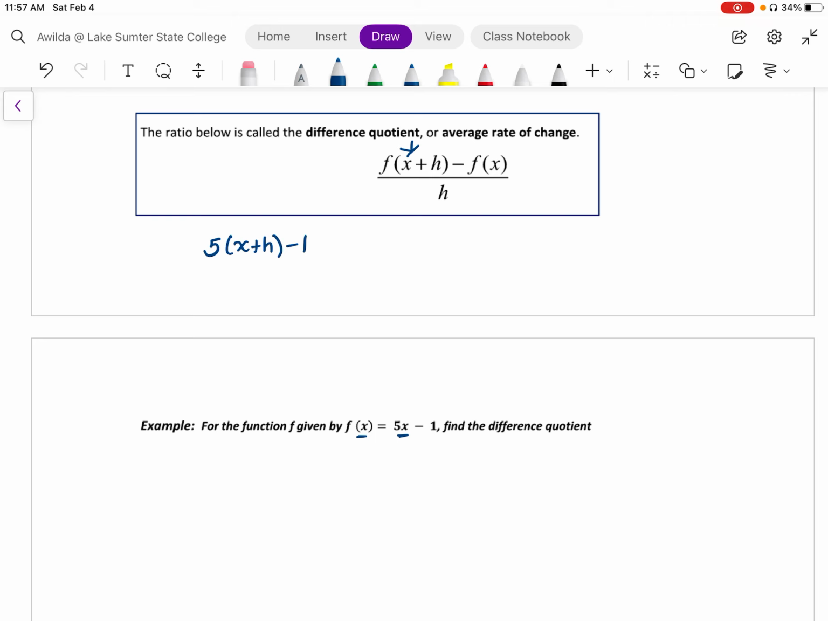Next, we're going to subtract f of x, which is the original rule. Multiply the input x by 5 and then subtract 1. And finally, we're going to divide everything by h.